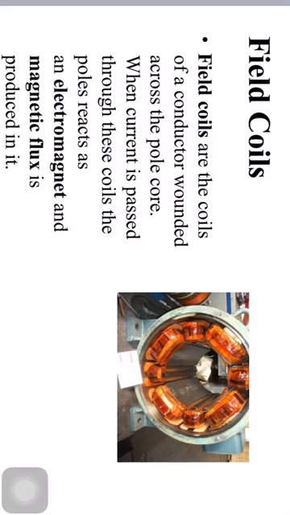Field coils are the coils of a conductor. When current is passed through these coils, the pole reacts as an electromagnet, and magnetic flux is produced in it.